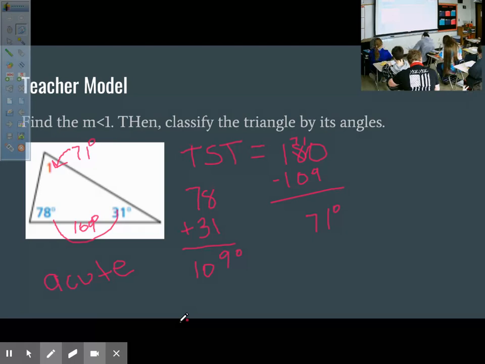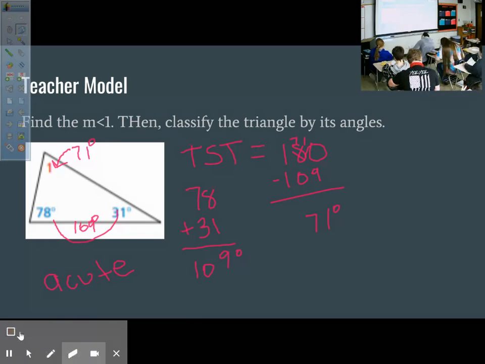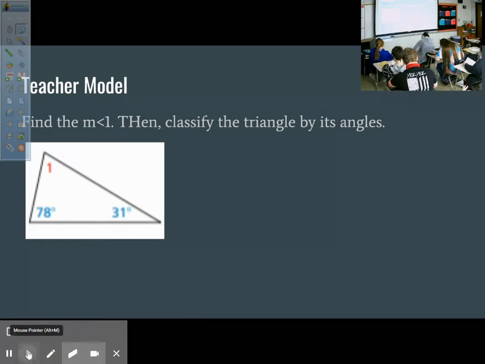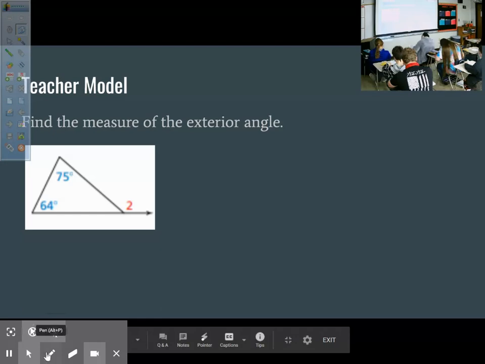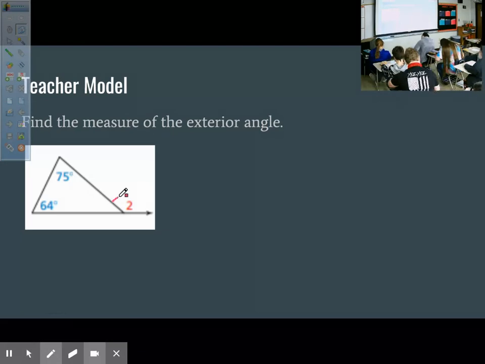Correct. Alright, I'm going to show you another example. I have a second teacher model. It says find the measure of the exterior angle, and it's wanting me to find the measure of angle 2.